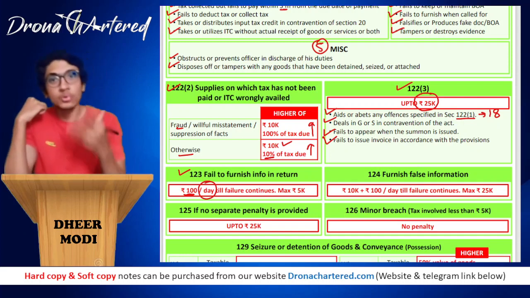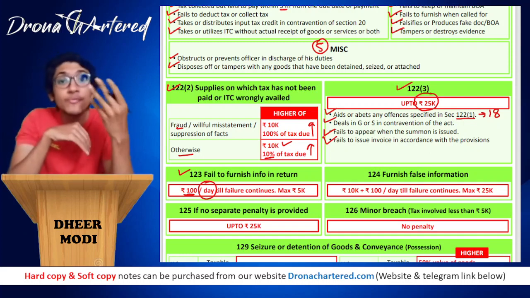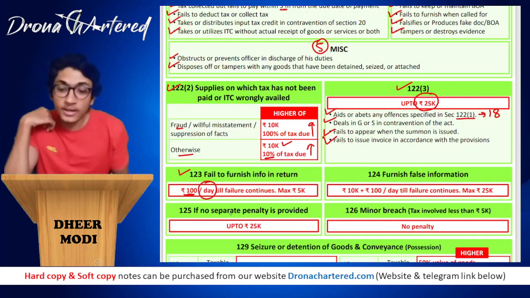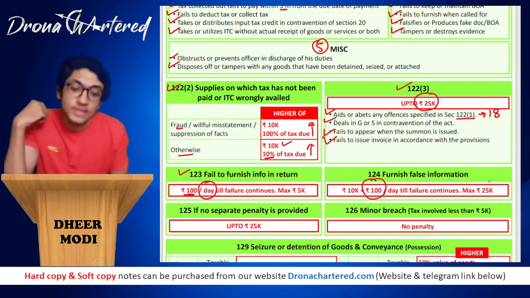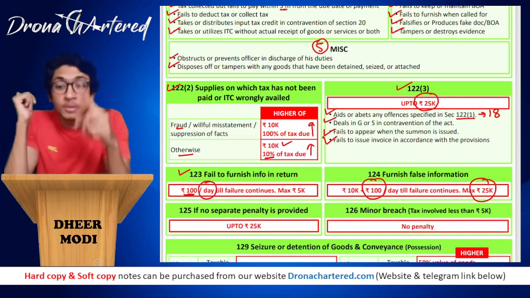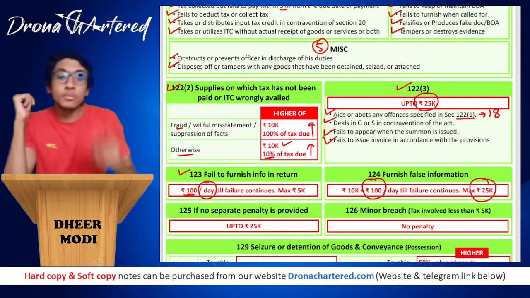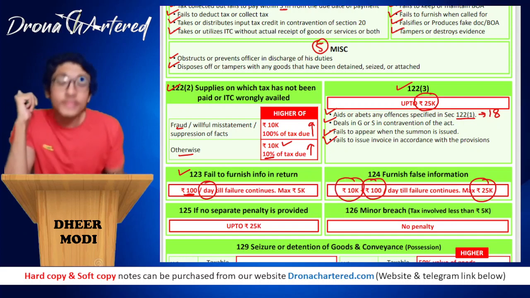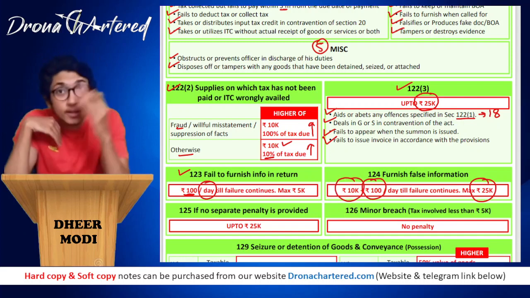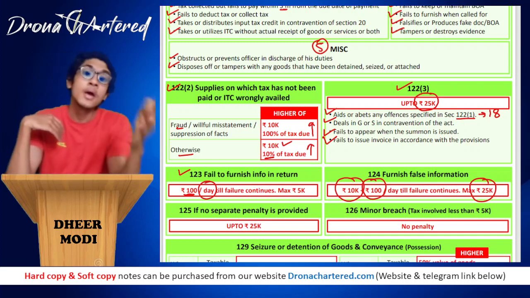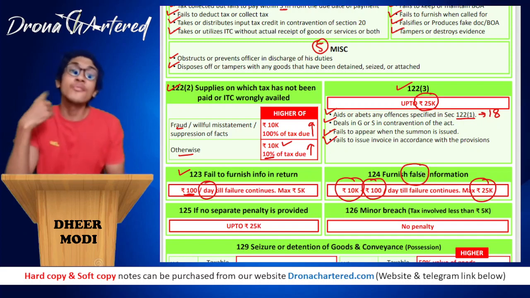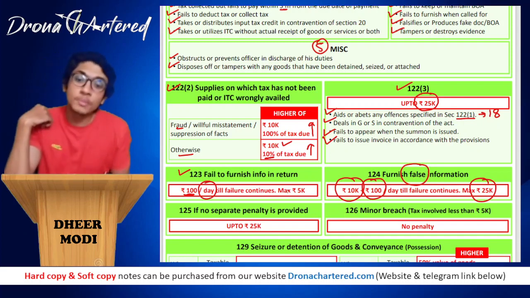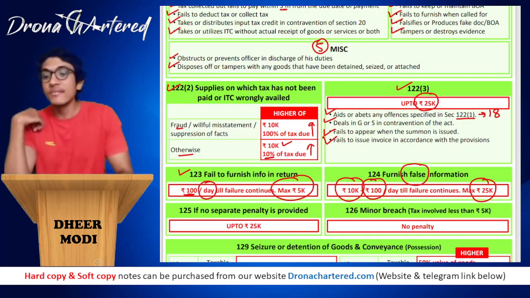Of course, it is logical that when you submit false information, your penalty would be much higher. As it was 100 per day and maximum 5,000 there, over here also it is 100 per day, but the maximum instead of 5,000 will become 25,000. Remember that. Over and above, there is a rupees 10,000 fine also. So 10,000 fine plus 100 rupees per day, maximum up to 25,000. This is for furnishing false information. If you fail to furnish information, then it is 100 rupees per day, maximum rupees 5,000.